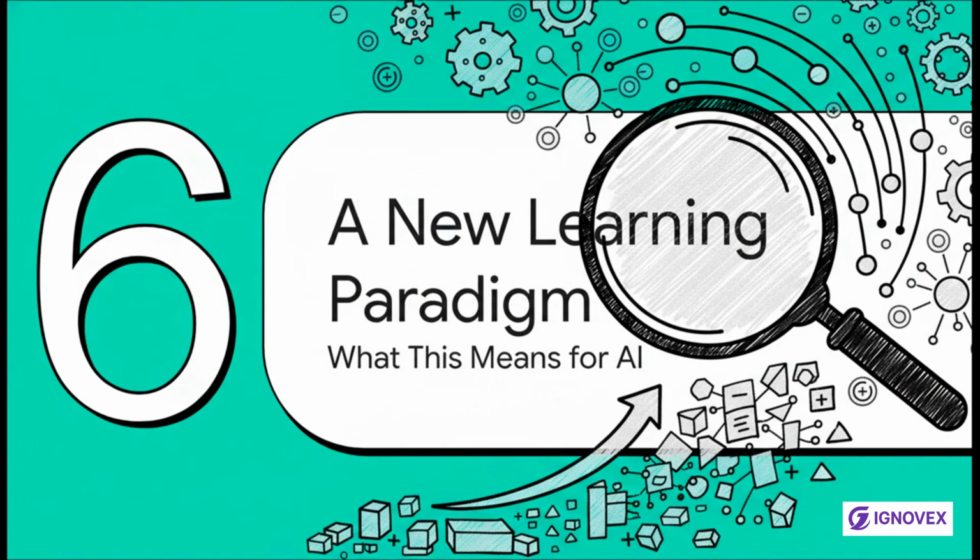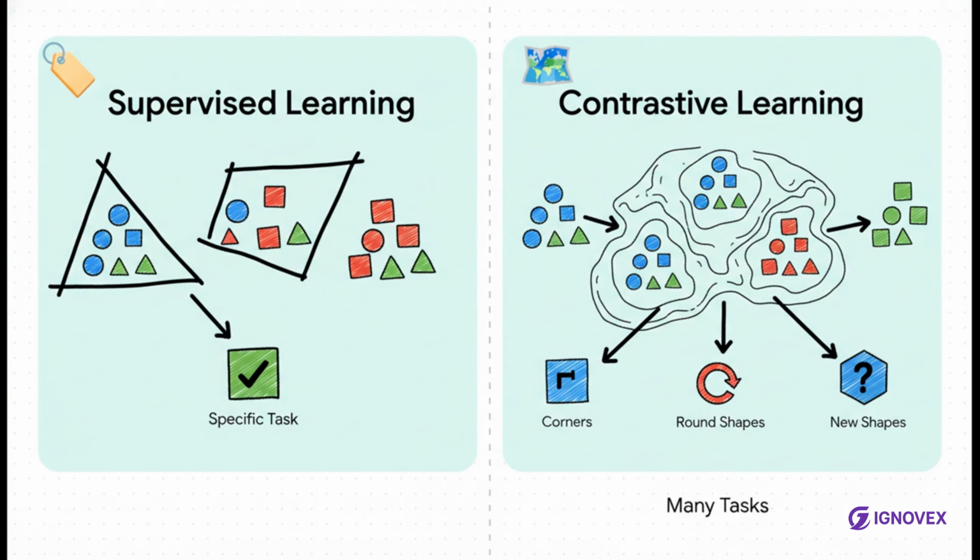So let's zoom out one last time, because this isn't just another clever technique. It really represents a fundamental shift in how we think about teaching machines. Look, on the left, you have traditional supervised learning. It's kind of like training a specialist for one single job, and that's it. Contrastive learning on the right is totally different. It's not learning one specific task, it's learning a rich, general-purpose map of the data. And once you have that amazing map, you can use it as a starting point to solve so many different tasks way more quickly and efficiently with a lot less data.